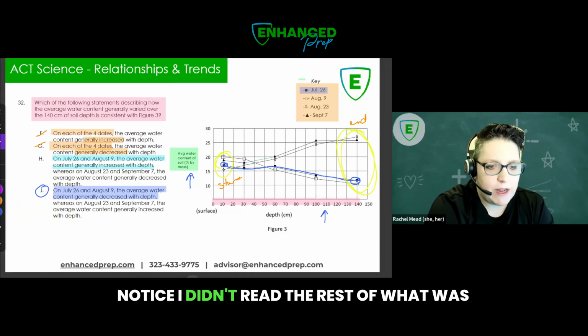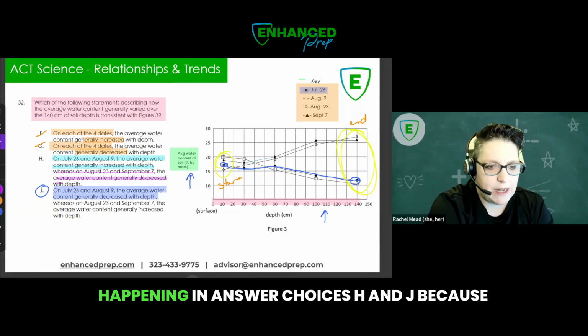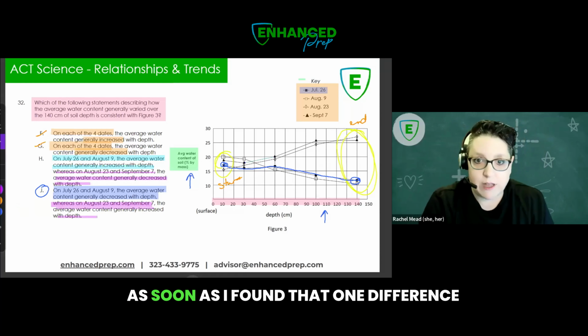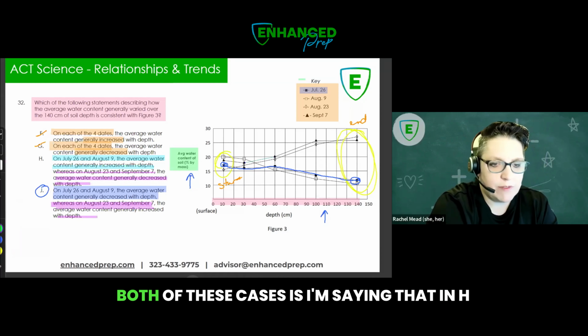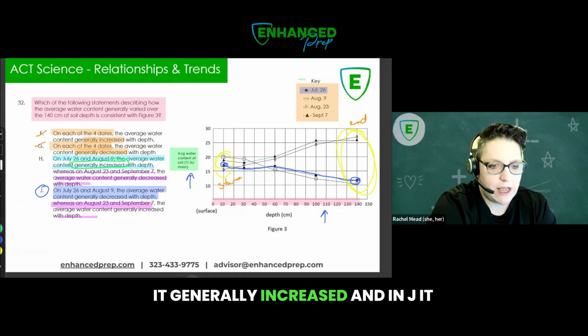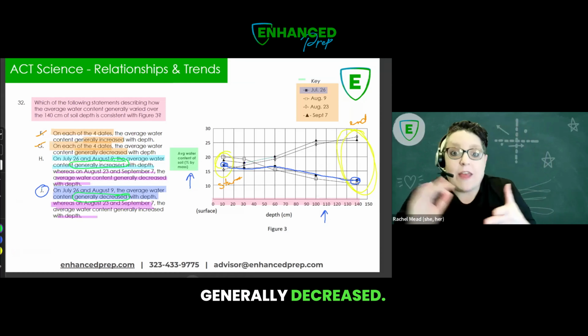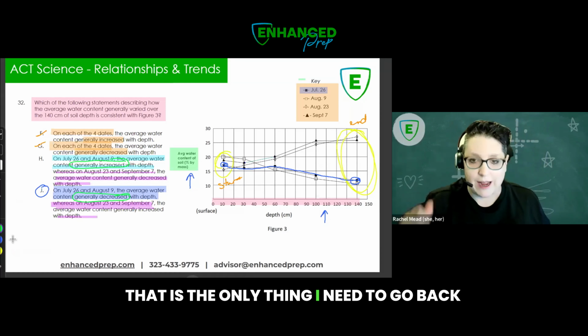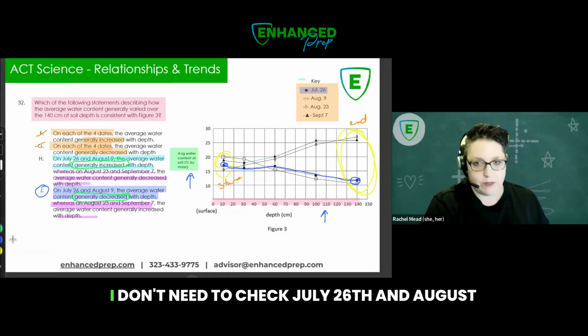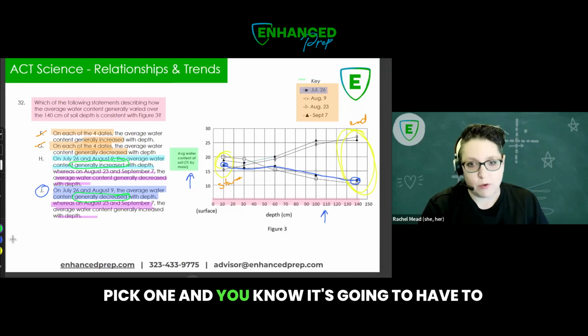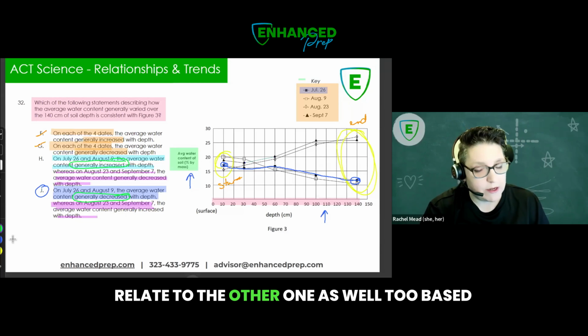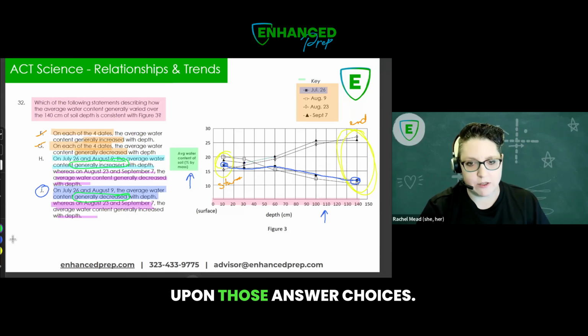Notice I didn't read the rest of what was happening in answer choices H and J because it just didn't matter. As soon as I found that one difference between those, and again, the difference in both of these cases is I'm saying that in H it generally increased and in J it generally decreased. That is the only thing I need to go back and check. I don't need to check July 26th and August 9th. Pick one and you know it's going to have to relate to the other one as well based upon those answer choices.